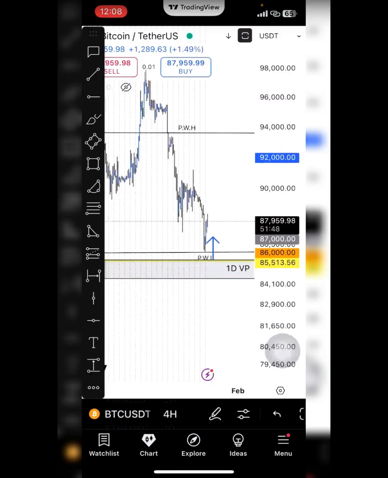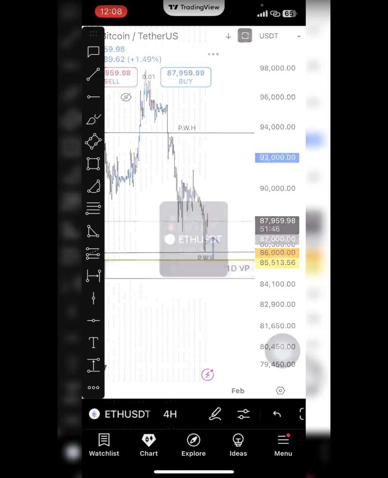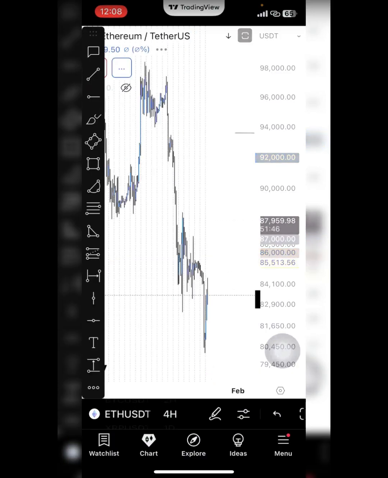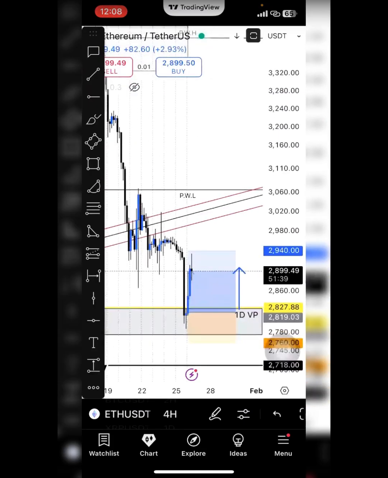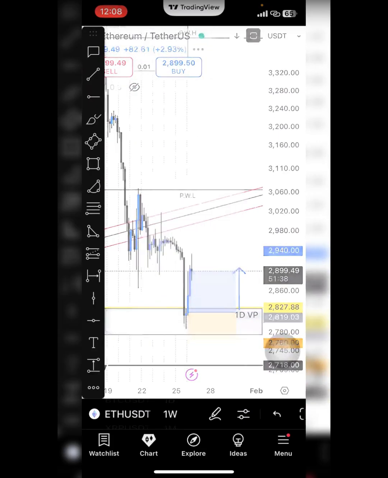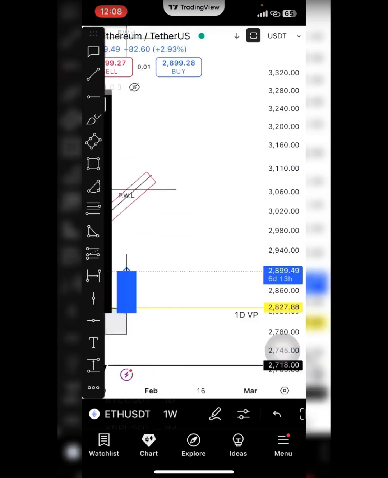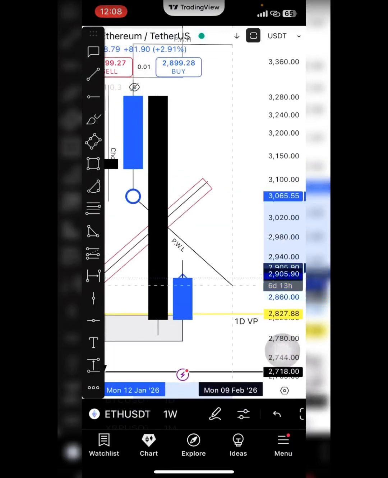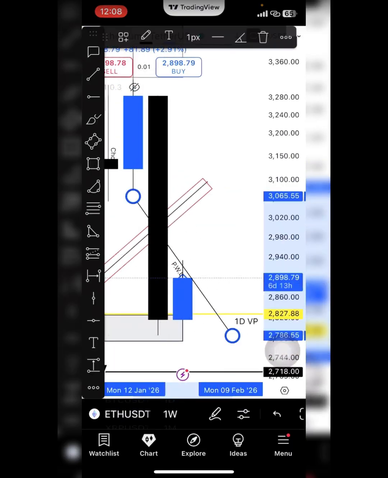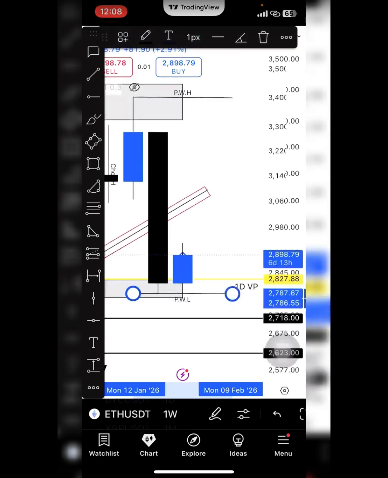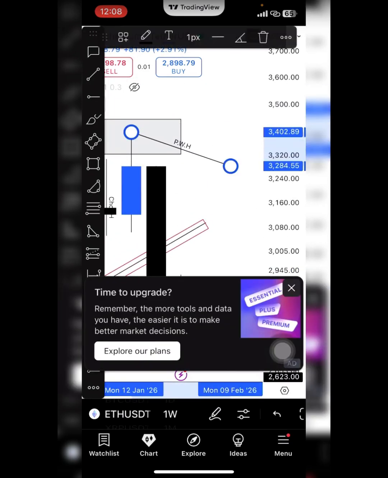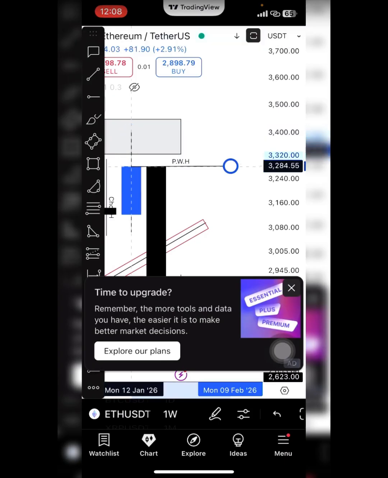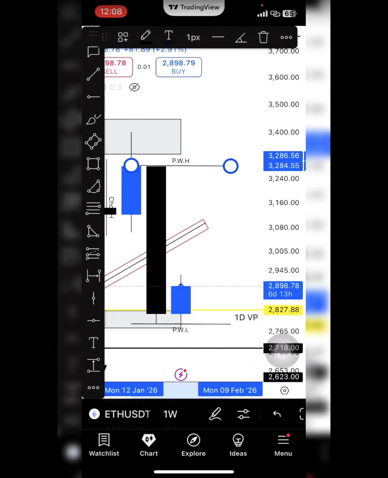Then the next is Ethereum, people's money. For Ethereum, we already called out a buy trade. Let's just update this chart. On the weekly time frame, let's mark out the previous week low. This is the previous week low over here, and this is the previous week high over here. This previous week high over here. Great. Then we'll go to the daily time frame.